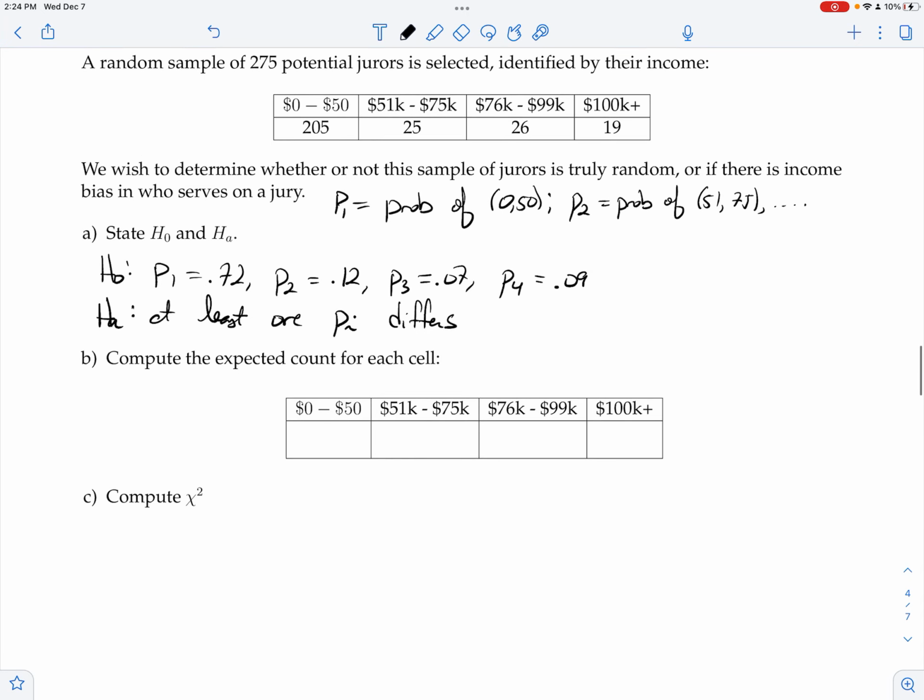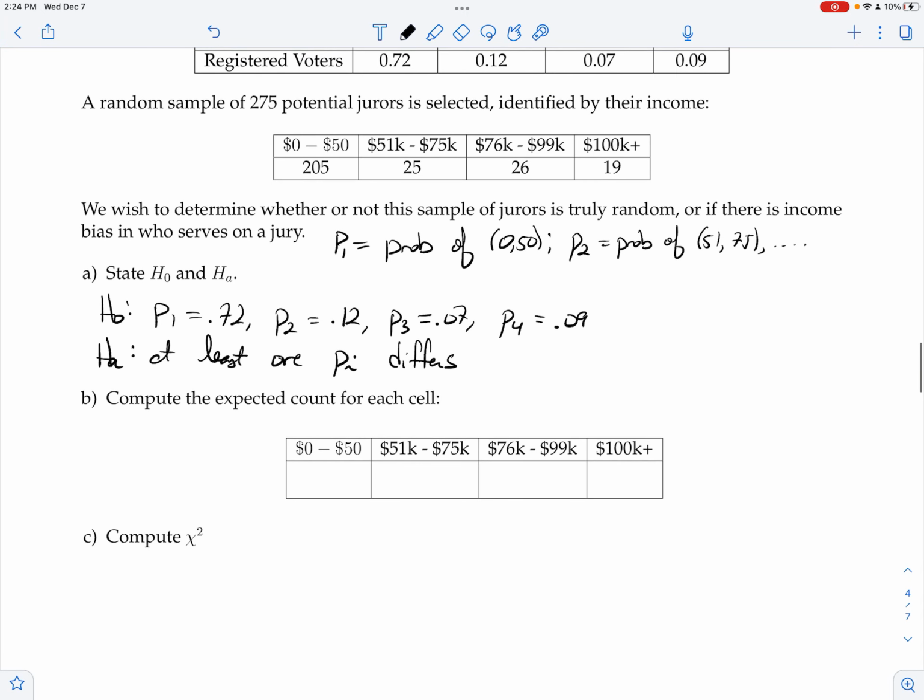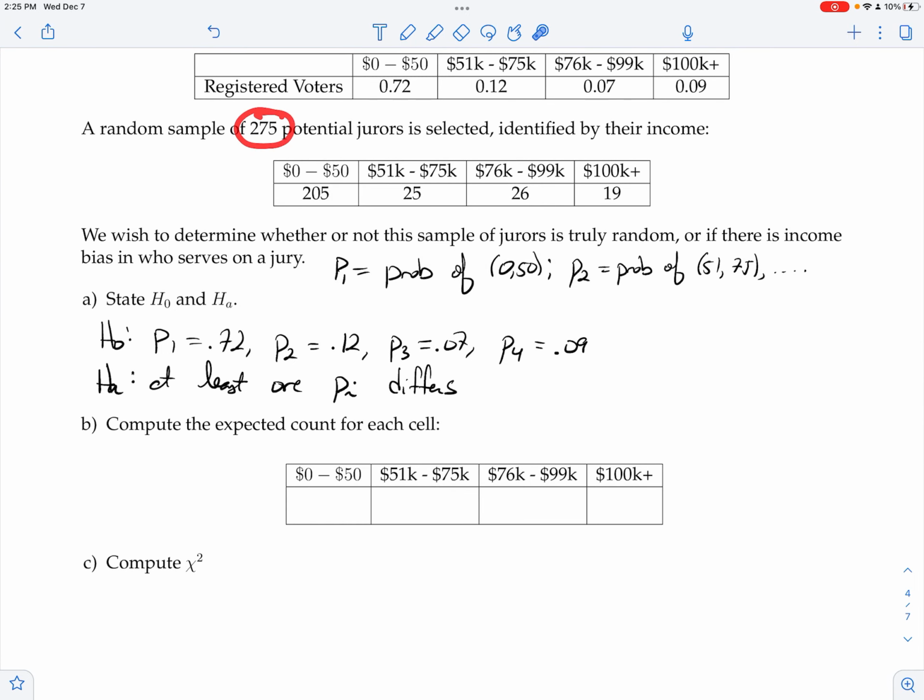To get expected counts, we're just taking our total sample size times each one of these probabilities, and that product goes in each of the boxes down here. So for the first one, 0.72 times 275, not 205, 275. Let me try again. 0.72 times 275, there we go. You should get 198, and that's what goes here. Then you do that for all the other ones.